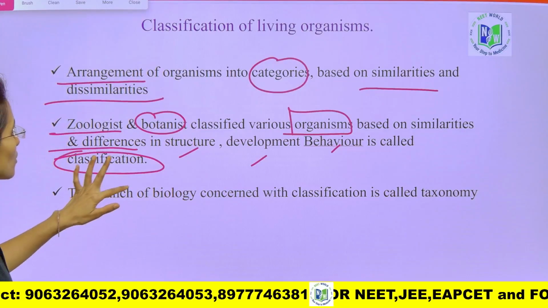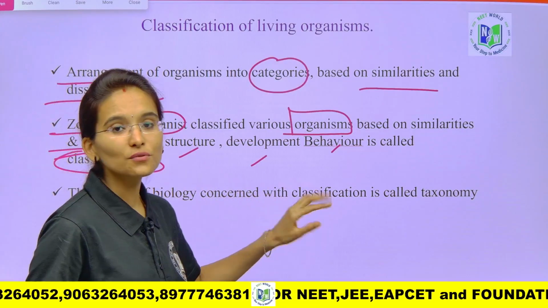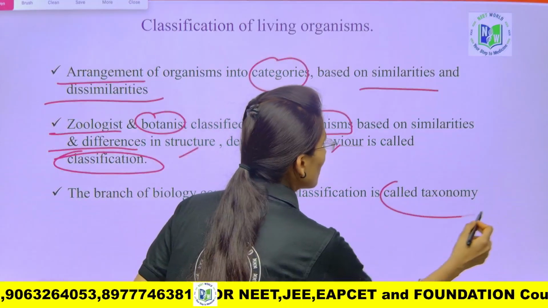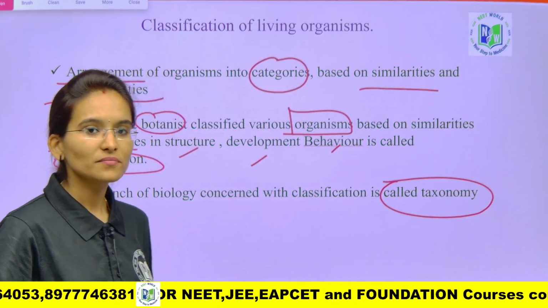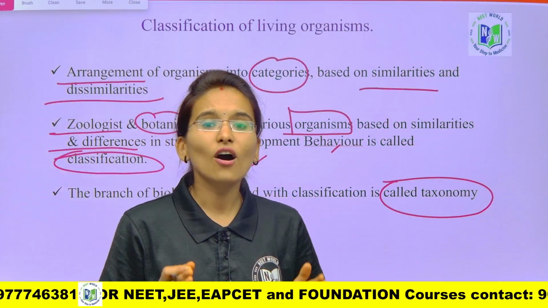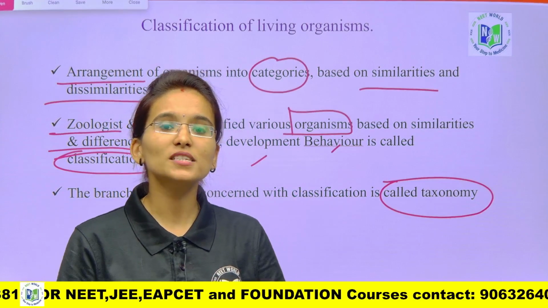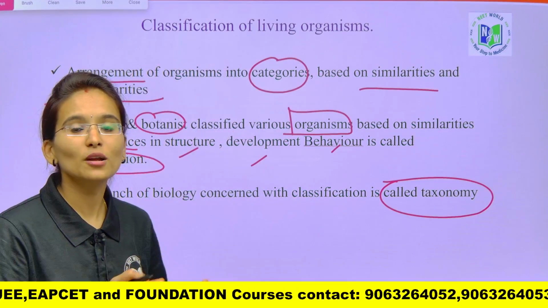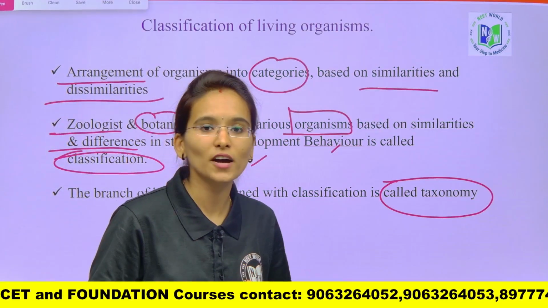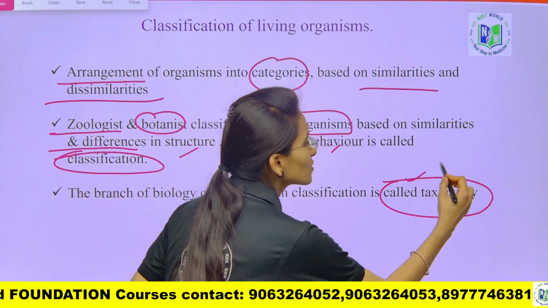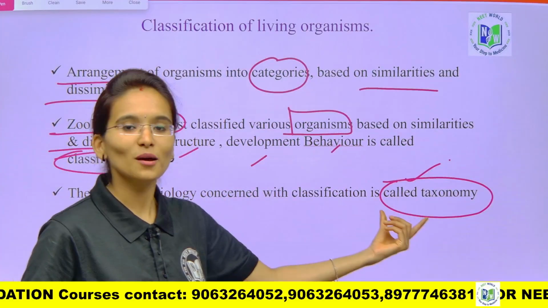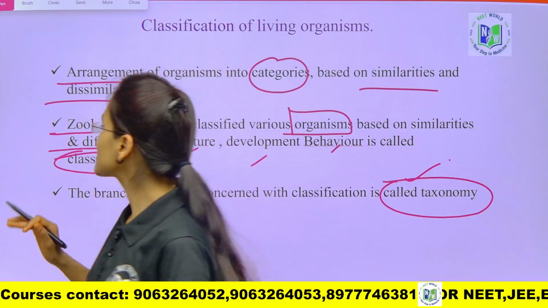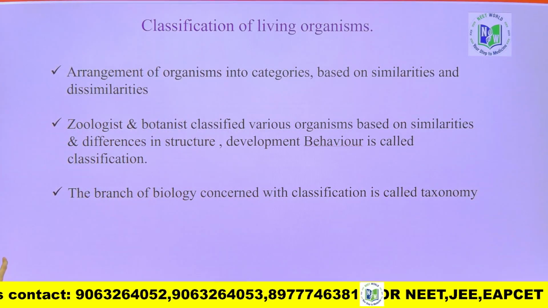So the branch of biology concerned with classification is called taxonomy. This particular method of categorizing the organisms based on their characteristic features, that particular process and that particular branch of biology, is called taxonomy. We are also going to learn about taxonomy, my dear students. Yes, so now see here.